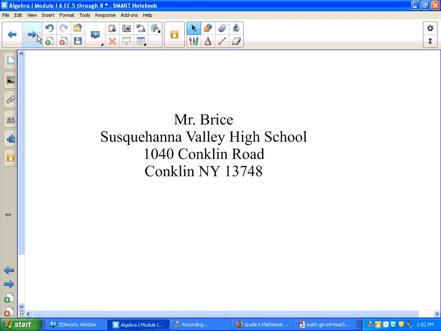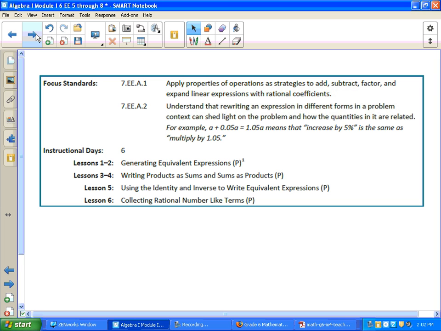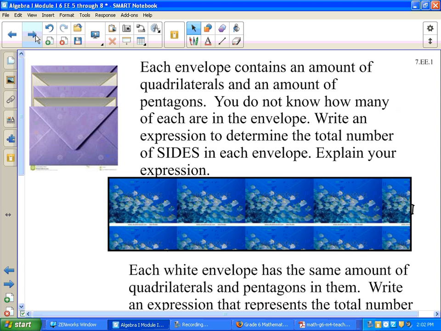They're foundational standards for algebra. We're going to be examining 7.EE.1 and A2. First one, we can have lots of answers for this, and that's what 7.EE.1 is talking about.